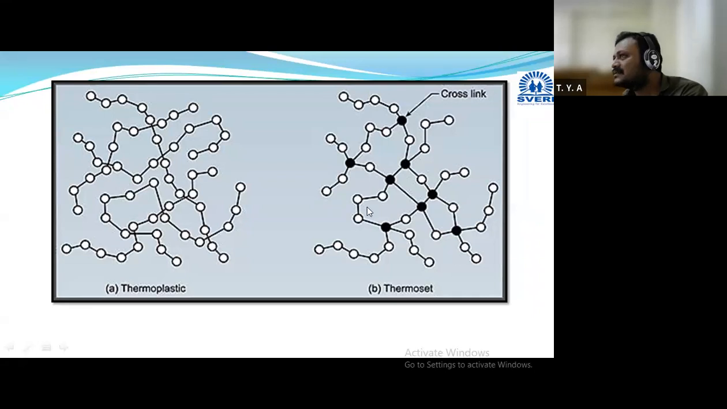Are you getting this? One linear chain is attached to another linear chain here. This is cross-linking. This is linear bonding, and one linear chain is attached to another chain with this cross-linking. That's why these have strong bonds. It's very difficult to break this cross-linking bond.